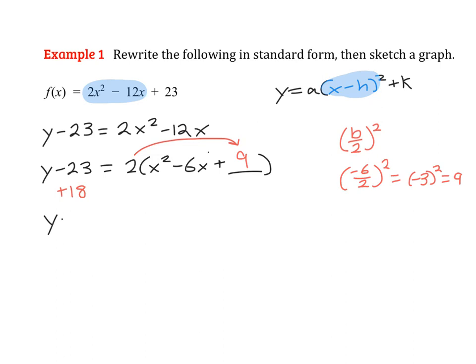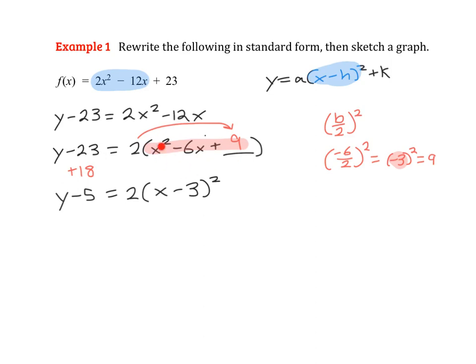So what we have left is y minus 5 equals 2 times, and then here I can factor this trinomial, and your little trick is that when you factor it, this b over 2 value will always be the number inside your factor. Since it's negative 3, it's going to be x minus 3 squared. So be careful with this step. Remember, if you're adding something to the right side of your equation, you need to add the same amount on the left. Now, if you compare what we have and what we would like our equation to look like, you can see that all we need to do is add 5 to both sides, and it is in standard form.